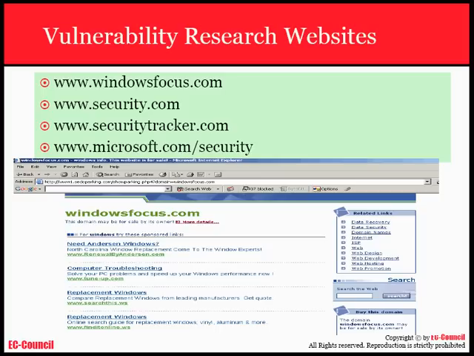So, some of the different sites you can go to are www.windowsfocus.com, www.security.com, www.securitytracker.com, or even www.microsoft.com/security. And these are just a few of the websites that you can go to learn more about vulnerability research and the different vulnerabilities that are out there.